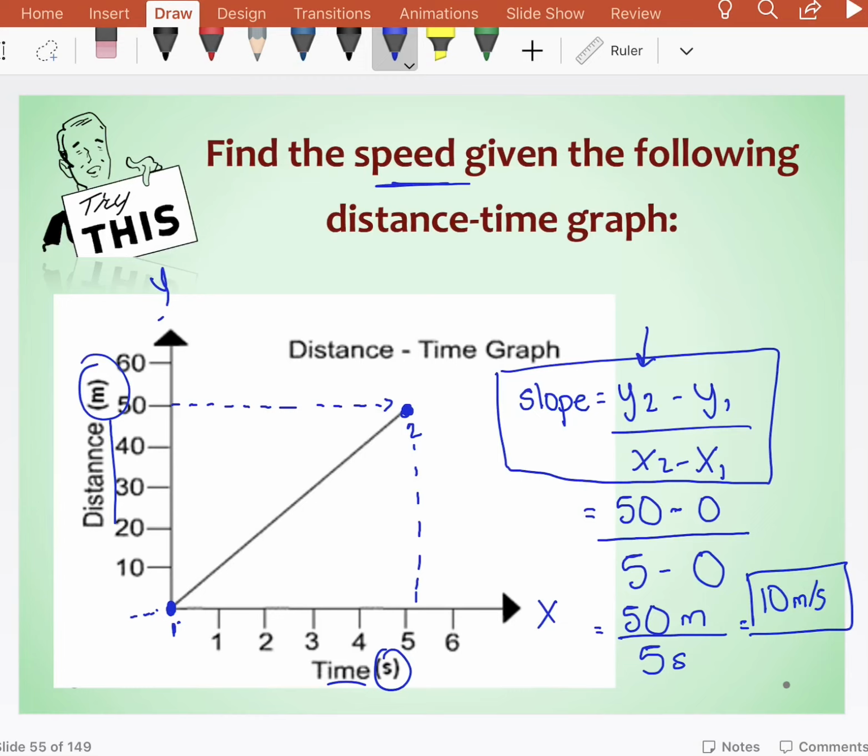At this point, I want you to be working on page 13 and page 14 in the workbook, and then we'll be moving on to position time after that.